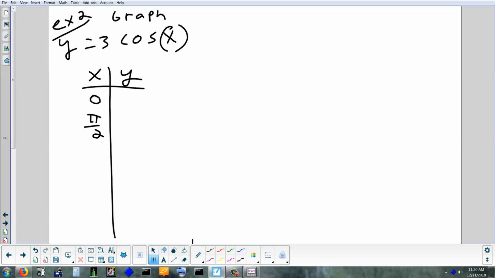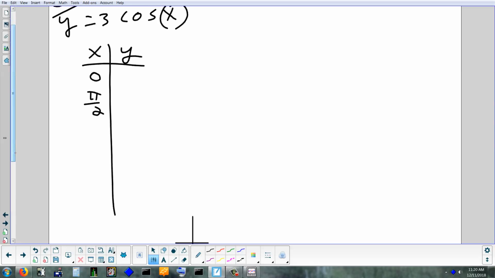I forgot the rest of them. No, you didn't. I know. But Kathleen, can you remind me what the rest of them are? Pi? 3 pi over 2. Yep. And 2 pi. So we picked those because they're nicely spaced in degrees. 0, 90, 180, 270, 360. So 5 nicely spaced points.